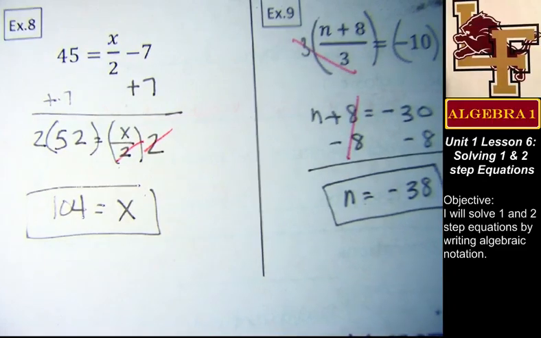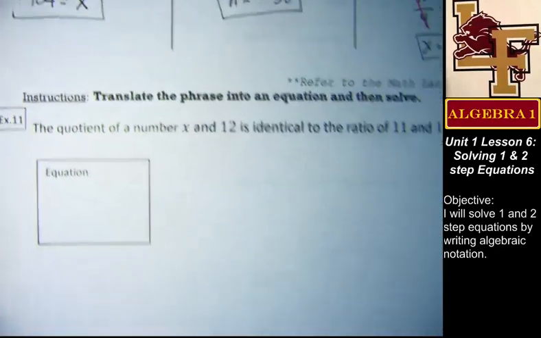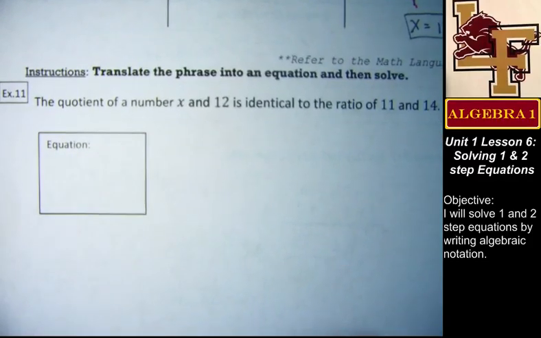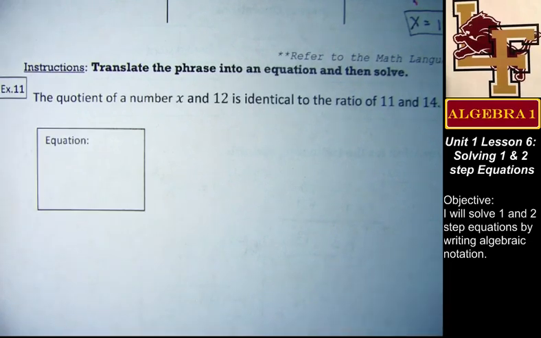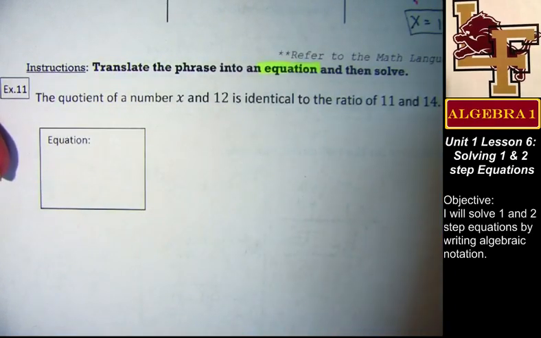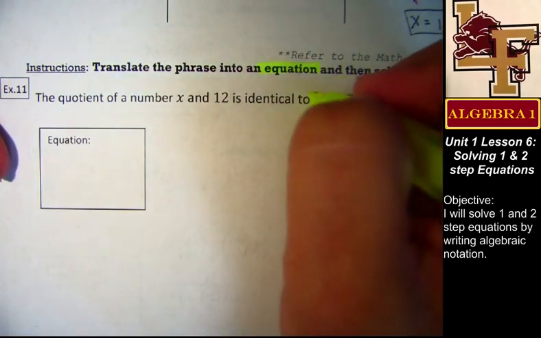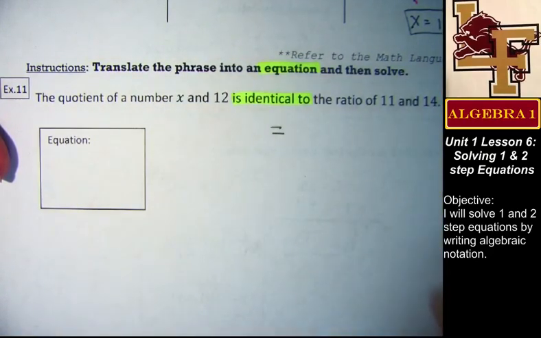All right. I want to leave you with one last example before you get some time to work on that daily work. We're going to translate, and then we're going to solve. Find your equal sign phrase, because we were told this is an equation, so there should be an equal sign phrase. Is identical to. So there's my equals.